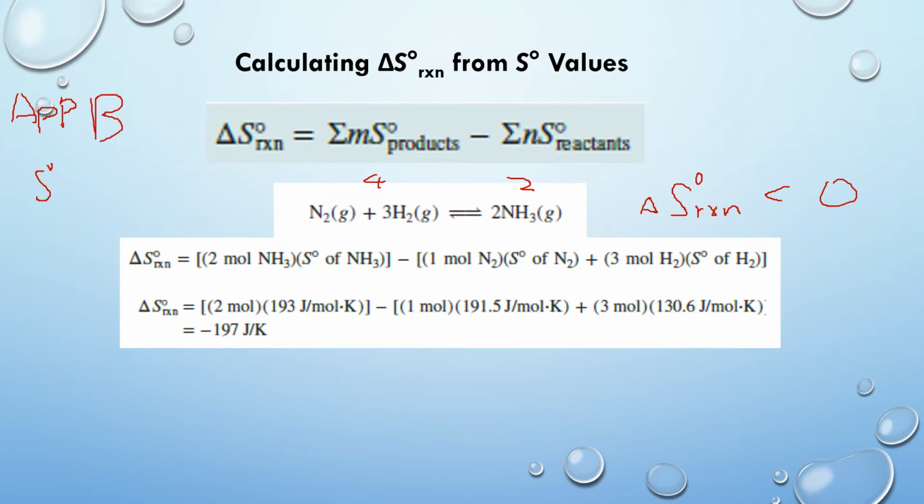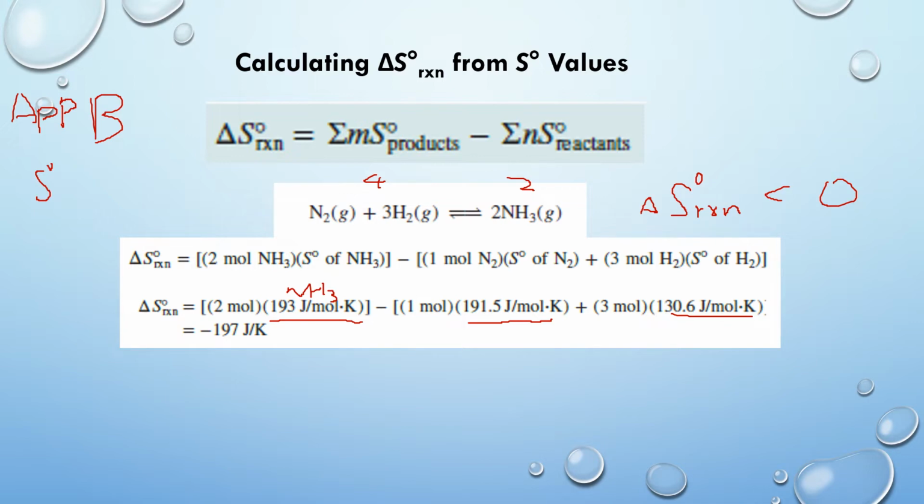In Appendix B, look for nitrogen gas, and pay attention to the physical states. The same molecule in a different physical state gives you different delta S naught values. So we were looking for gas phase nitrogen, gas phase hydrogen, and gas phase ammonia. Using that table, we find the S naught for nitrogen in gas phase, this is for hydrogen, and this is for ammonia.